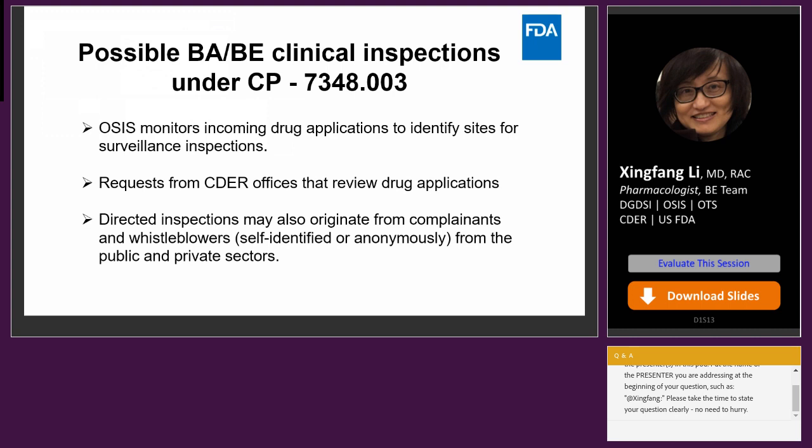A BA/BE clinical inspection assignment can be issued by OSIS reviewers based on the criteria of surveillance inspection, requests from CDER offices who review drug applications, and complaints and whistleblowers, self-identified or anonymous, from the public and private sectors.